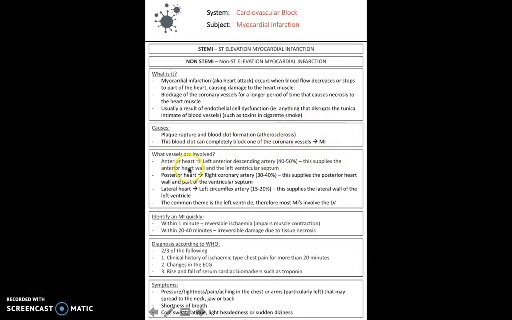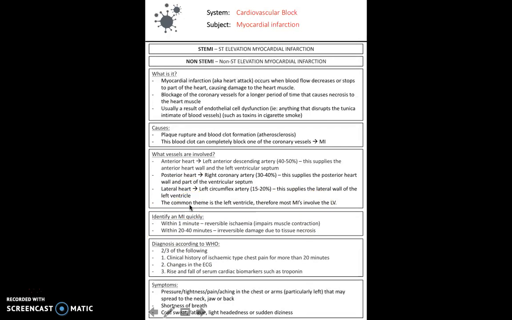There are several of the coronary vessels that can be implicated in an MI, and the easy way to think about these are the anterior, posterior, and lateral heart, and which artery would be involved. But the common theme throughout all of these is that damage occurs to the left ventricle, so most MIs do involve the left ventricle in some way, shape, or form.